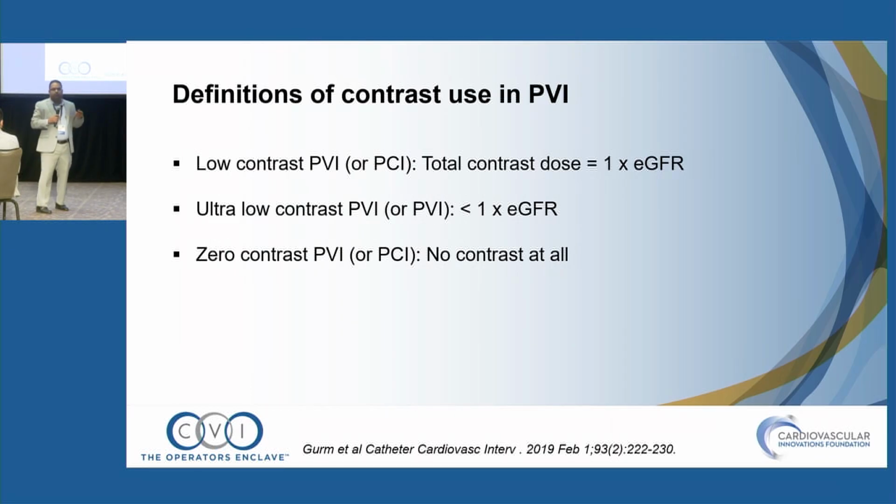So what do we mean by ultra-low contrast? There's actually 3 categories of contrast dye use that we can give. So one is low contrast, where the total amount you give is 1 times their eGFR. Ultra-low contrast is where you're using a total amount less than their eGFR. And then something I really don't believe in is no contrast PCI or PVI. That's where obviously we try not to give any.